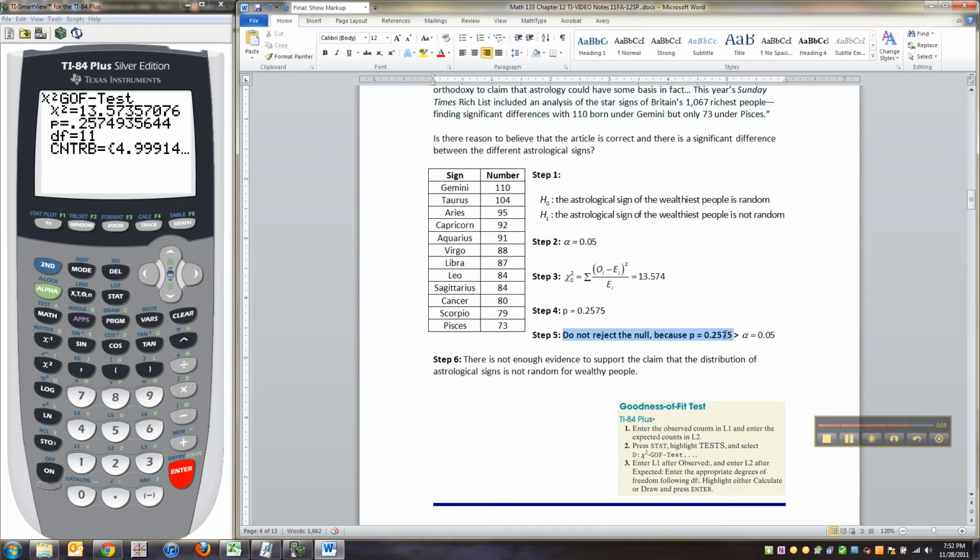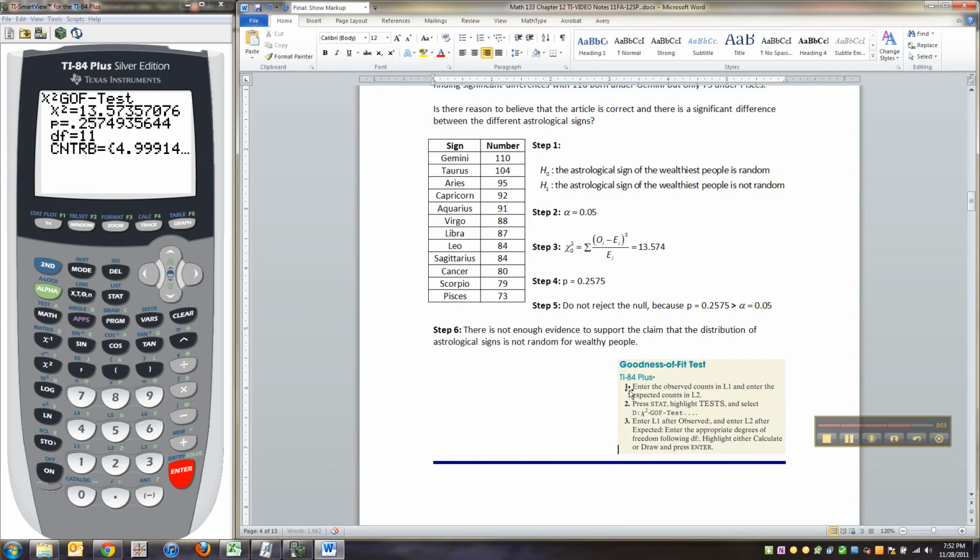All right, we are done with 12.1. You've now seen a goodness of fit test. Again, that is only available in an 84 Plus.